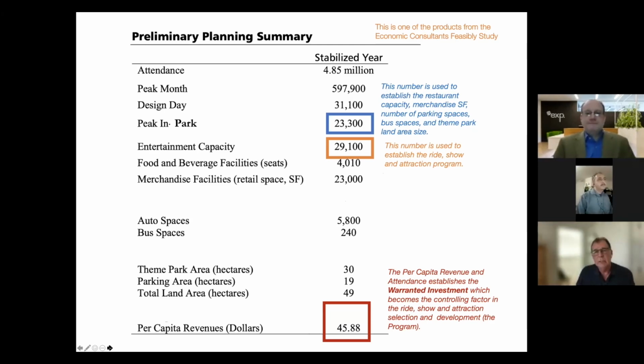You can imagine two parks, both having an attendance of approximately 5 million people, but one with a budget of $500 million and the second with a budget of $2 billion. Obviously, the $2 billion park will be much different.